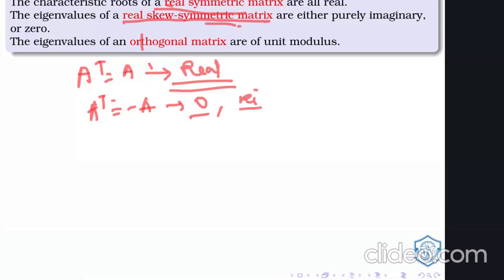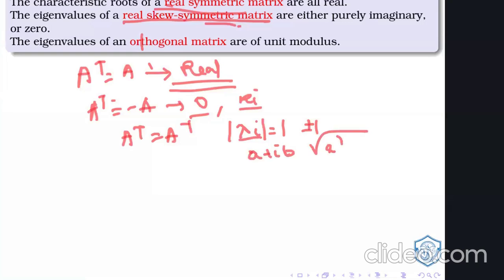For an orthogonal matrix, where A transpose equals A inverse, all eigenvalues will have unit modulus. That means the modulus of lambda will be 1. If it's a real number, then it's always plus or minus 1. If it's a complex number, then it will be a plus ib such that root over a square plus b square will always give 1.